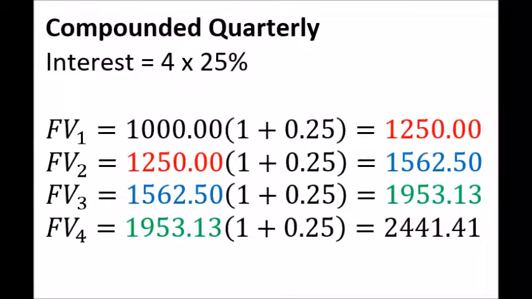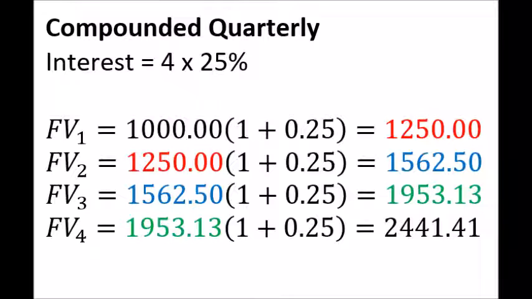Now consider interest that is compounded quarterly, 4 times per year. For simplicity's sake, let's start on January 1st with $1,000. 3 months elapse, and on April 1st, the bank pays you 25% of the initial $1,000 investment. That's $250, which makes the total investment $1,250, as seen in red.